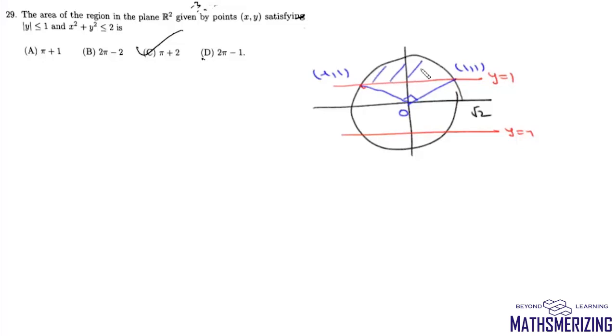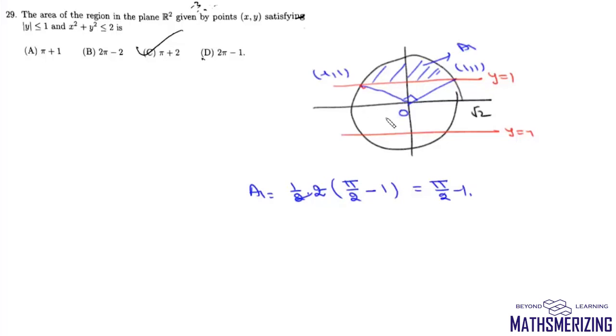So first we'll find the area of this segment. Suppose this area is A1. So area of segment A1 will be 1 by 2 r square, r square in this case is 2, and then theta minus sine theta. Sine 90 is 1. So here 2 and 2 will cancel. We'll get this as pi by 2 minus 1.